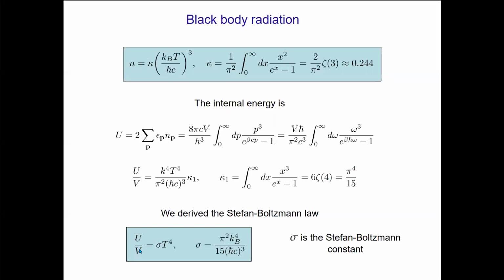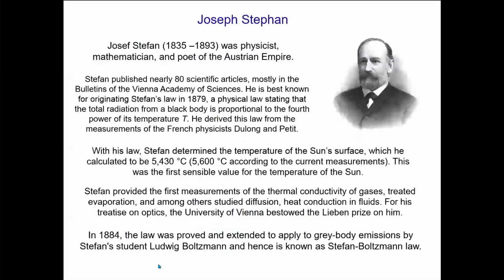So as a result, we can write that the average energy of the gas of photons per unit volume is some constant sigma times the fourth power of temperature, with this constant explicitly given by this expression. This sigma is called the Stefan-Boltzmann constant, and this is the Stefan-Boltzmann law. That was derived originally by Stefan and extended later by Boltzmann.